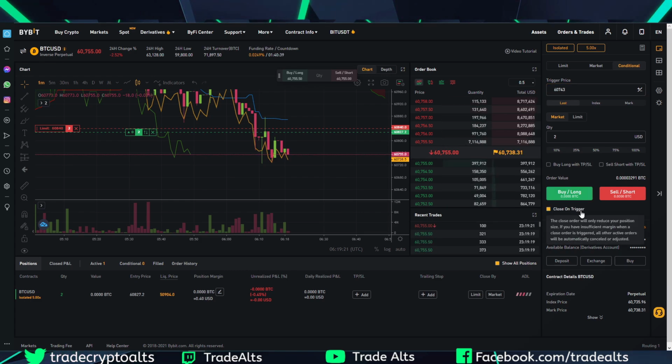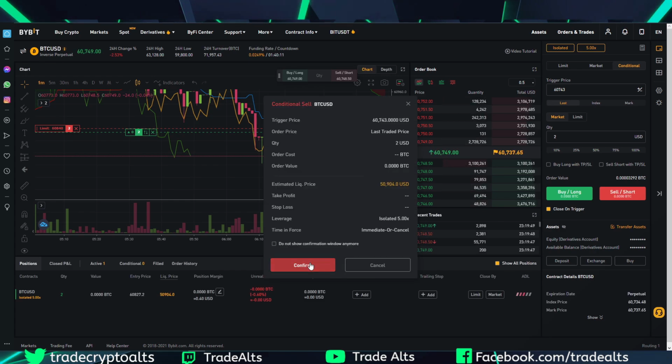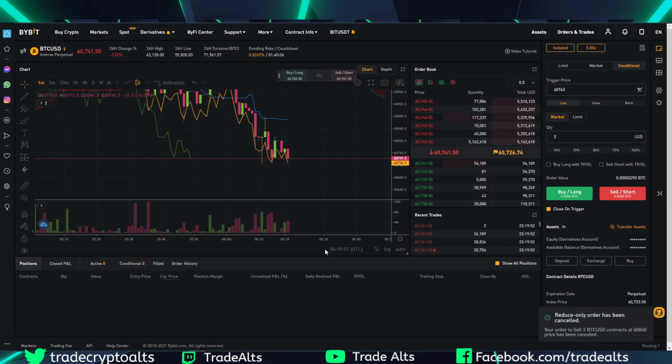That way it closes your position and doesn't open a new position. A close order will only reduce your position size, which is what we want. Obviously, we're about to get hit if I enter this right now. But again, make sure it says close on trigger anytime you're putting in a stop loss. And that will be a sell or a short as well, because you want to exit your position. So you hit that, make sure it's everything you want, and you click confirm, and we literally just got taken out of the position.